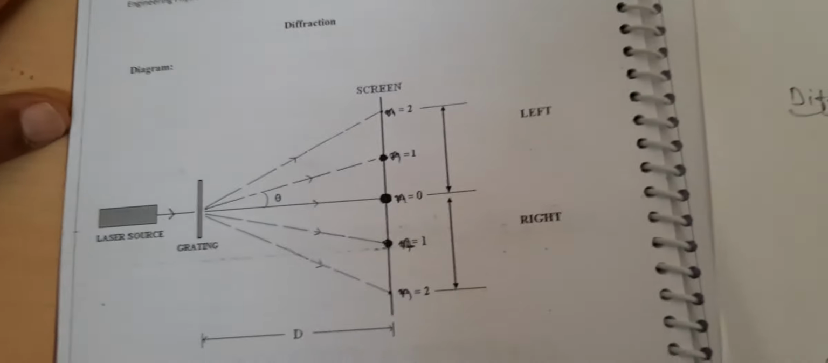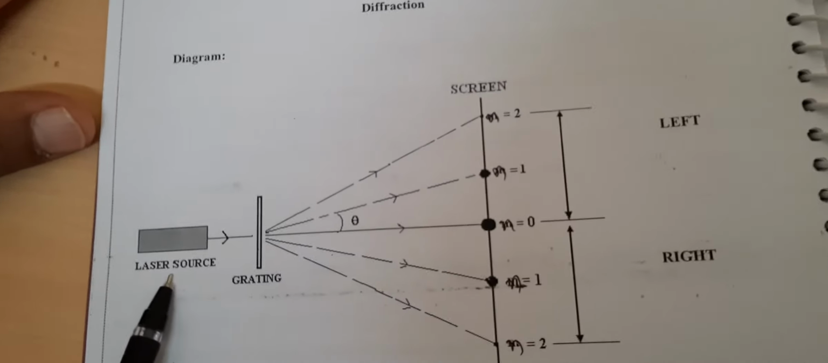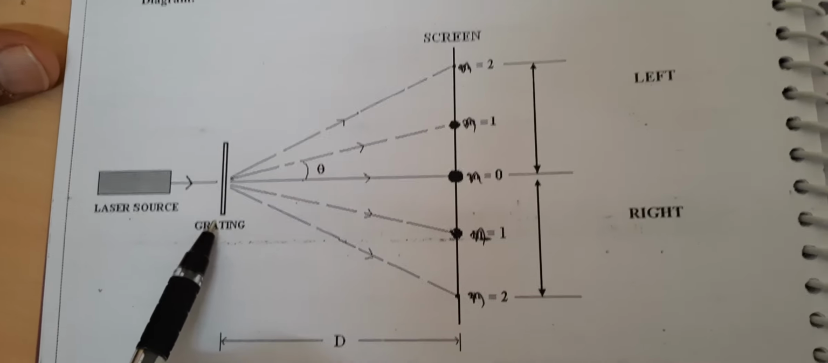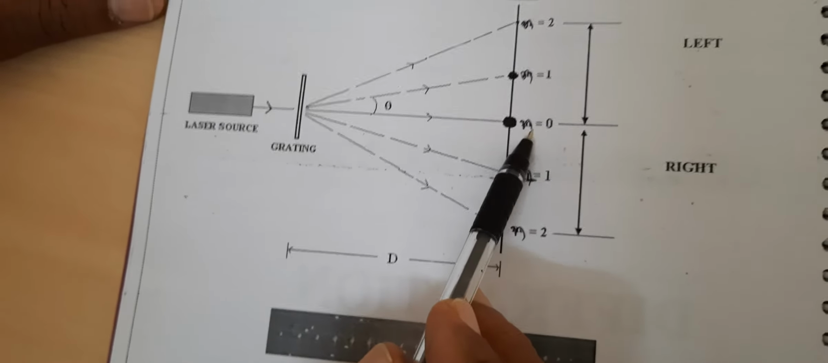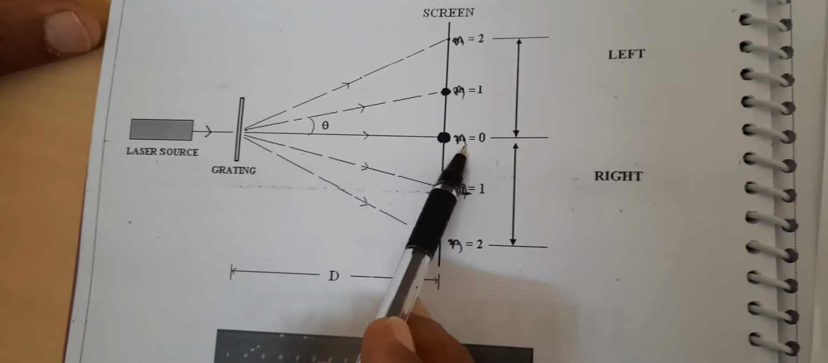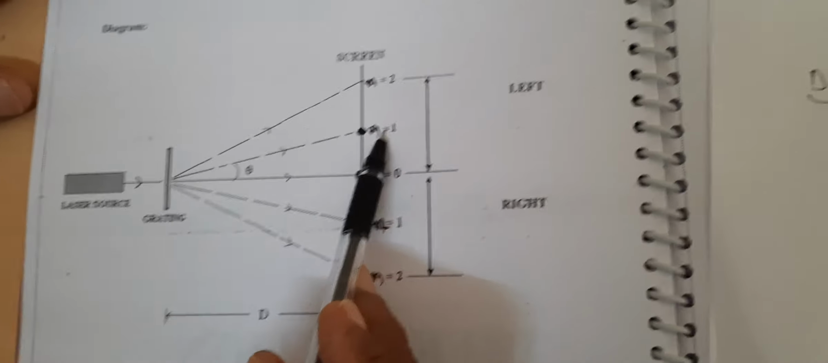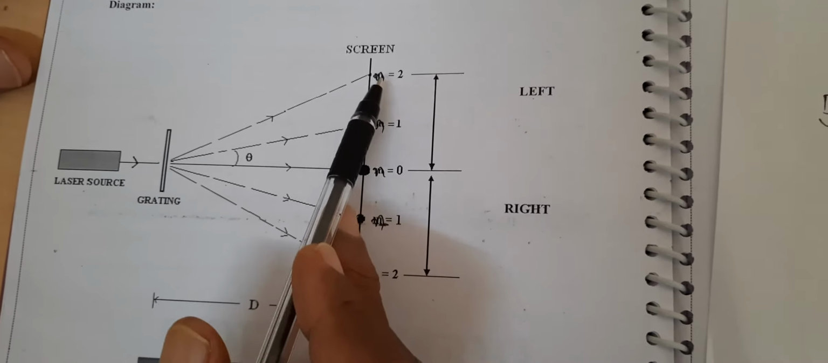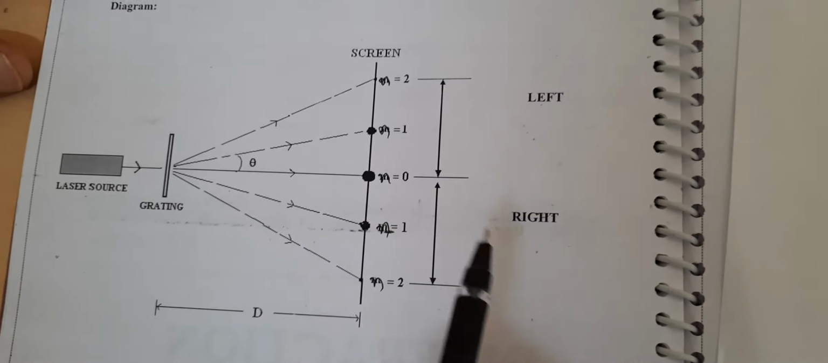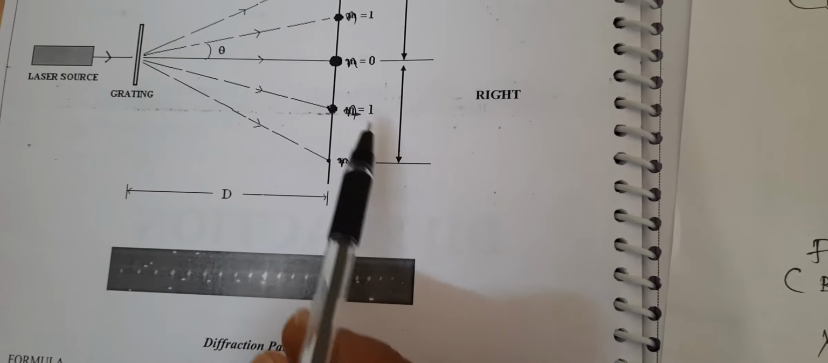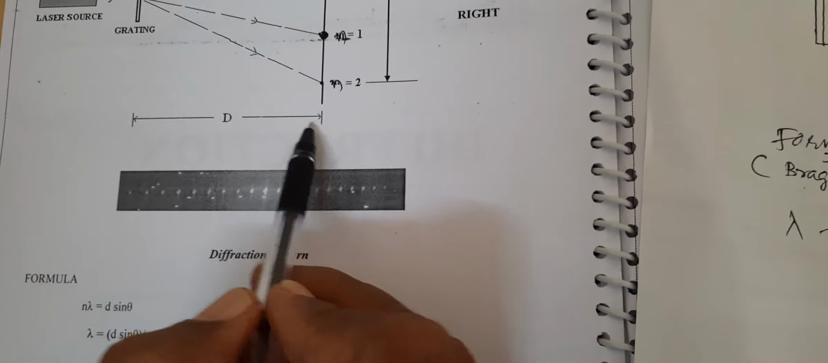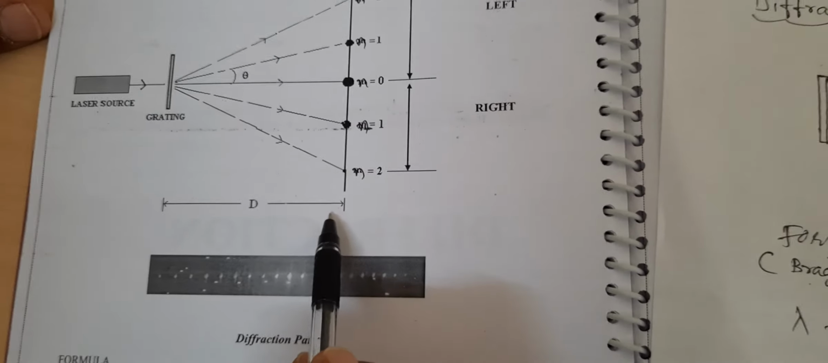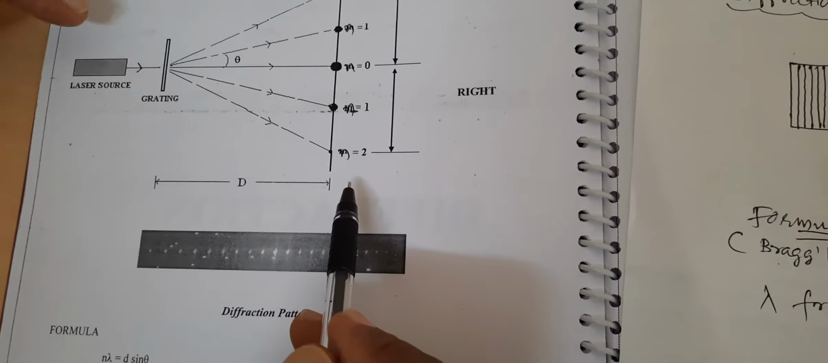Now when you do the actual experiment, you have a laser source, and this is the diffraction grating. The line is supposed to go straight like this, n is equal to 0, but the light undergoes diffraction, and the deviation is there with an angle theta. This is called n1, the first order, and similarly n2 is the second order. It appears on the other side also, with n1 as first order and n2 as second order. Now this becomes the capital D, the distance between your diffraction grating and the screen.